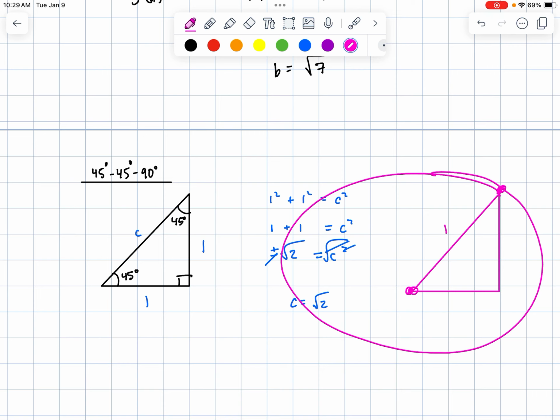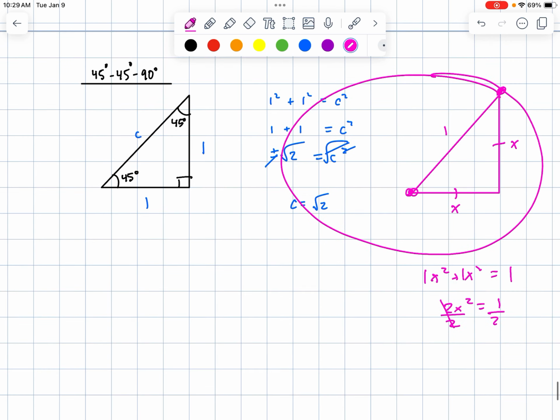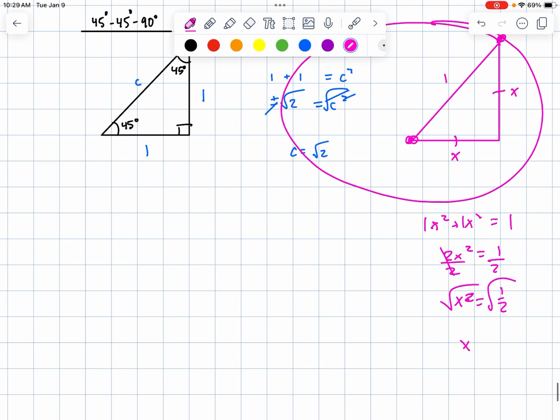Well, what happens here is this. The lengths of these sides are congruent to each other, and you could use the Pythagorean theorem to solve this as well. Since these are equal to each other, you could call them x. You have x squared plus x squared is equal to 1. You get 2x squared because you add the coefficients. 2x squared is equal to 1, divided by 2 to start getting the x by itself. x squared is equal to 1/2. You square root both sides, and guess what you get? x is equal to, when you simplify this, root 2 over 2, the positive version of it.